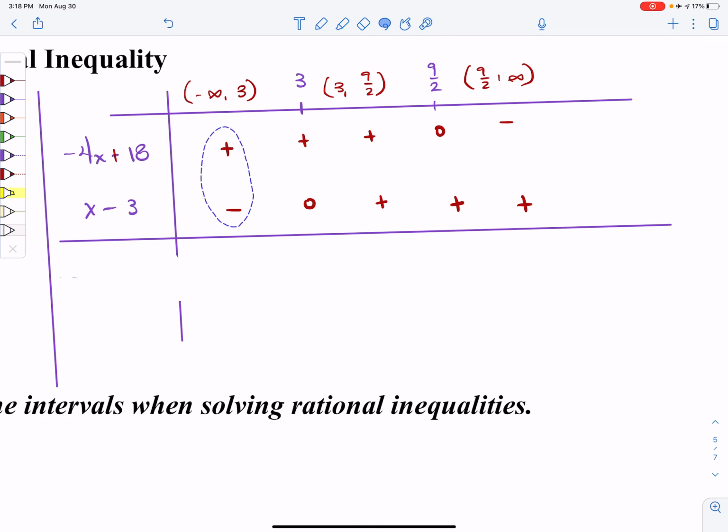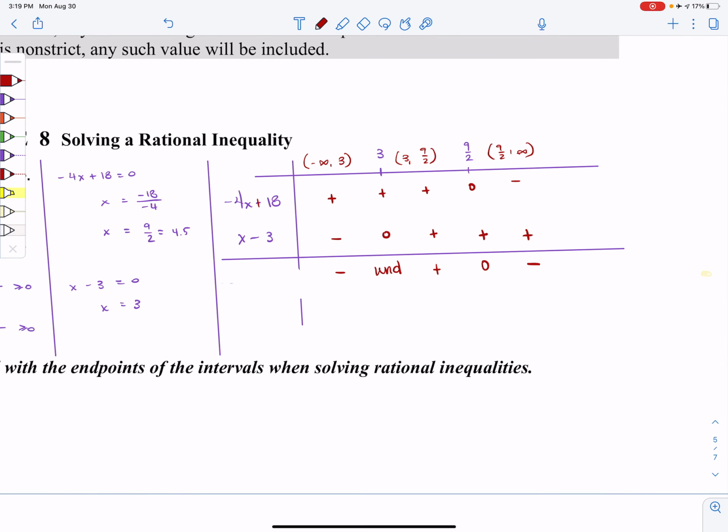So a positive divided by a negative is negative. A positive divided by a 0. Remember, you're not allowed to have 0 on the bottom, so we're going to say this is undefined. A positive divided by a positive is positive. 0 divided by positive, that is allowed, and it's equal to 0. And then last but not least, negative divided by positive is negative.